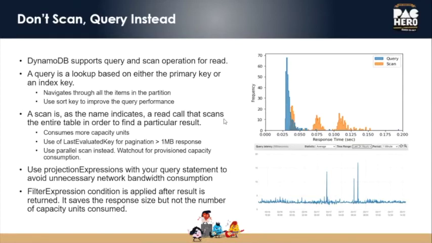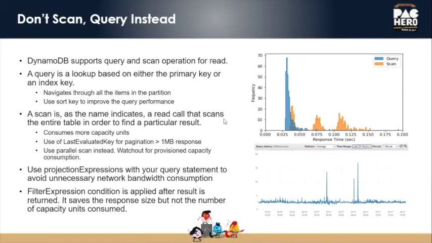Instead, use query. With a query, you pass the primary key to the query code, and it navigates through just the partition where that primary key is. So it doesn't scan the rest of the partitions. Just on that primary key partition, it will look up the value and return the data. You can also use a sort key with the primary key to improve the query performance, as it further refines your request. A scan, as I mentioned, will scan the whole table, which means it will consume more capacity.